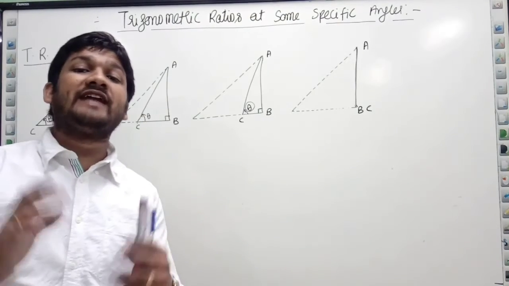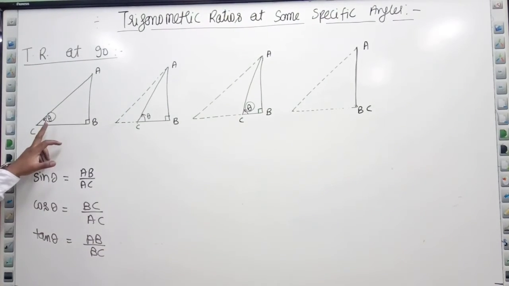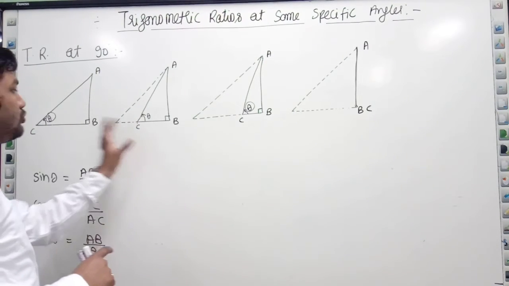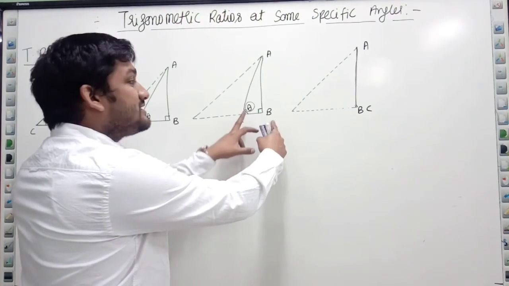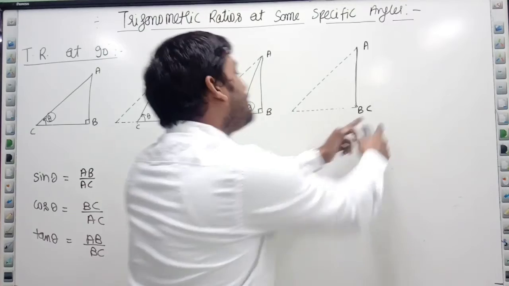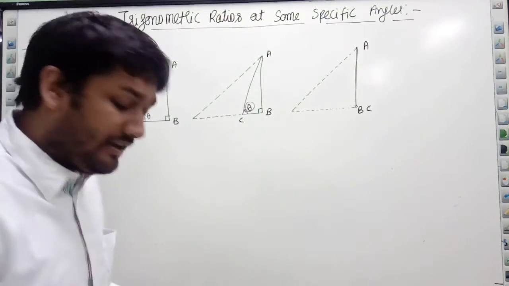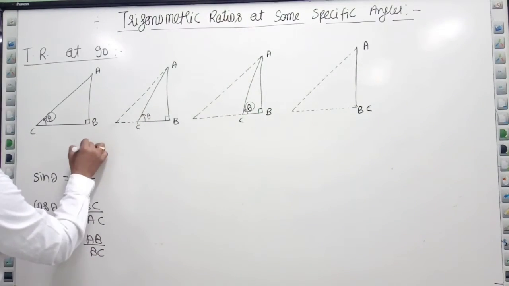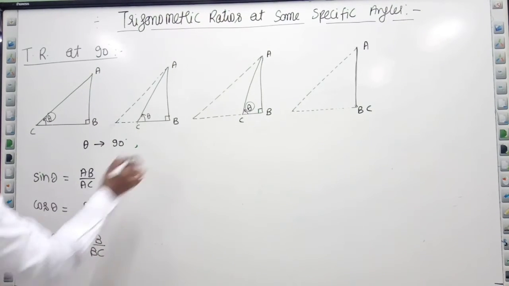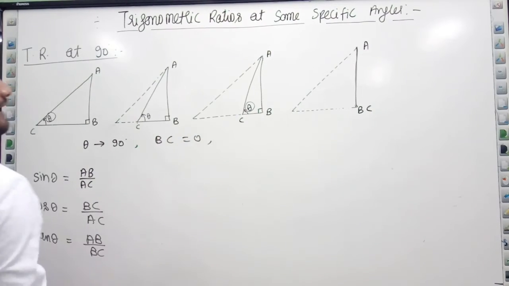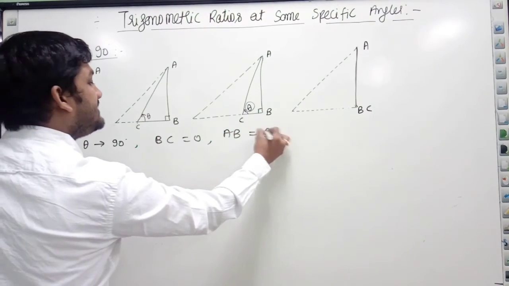Now trigonometric ratio at 90 degree. This is angle theta. If I want to make this angle theta 90 degree, I will be taking this point C closer to B. Whenever I take this C closer to B, this theta will be increasing. Again, I am taking it much closer, this theta is also increasing. When B and C coincide, then this theta will be 90 degree only. So I can say when theta is tending to 90 degree, B and C will coincide. So BC length is equal to 0 and AB equal to AC.